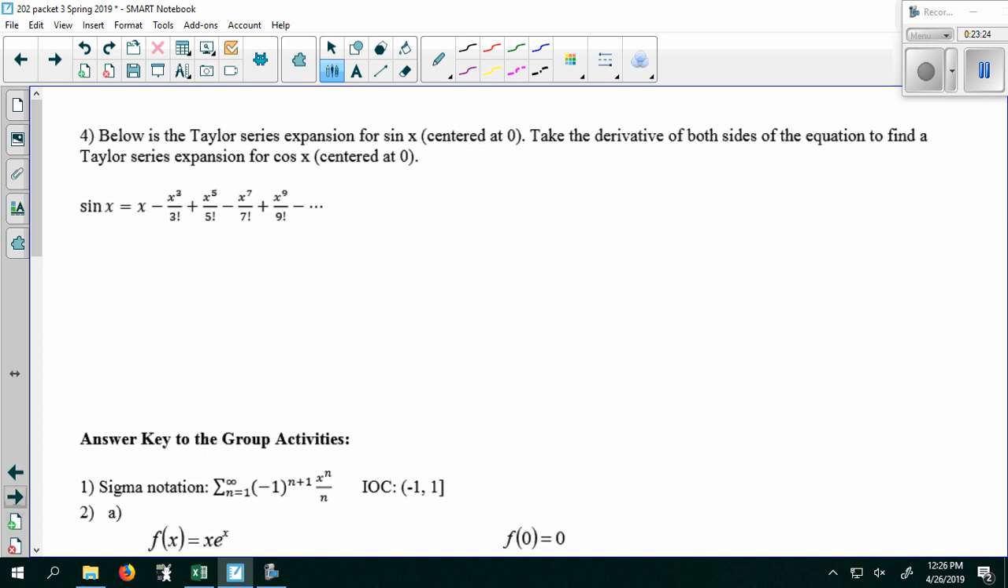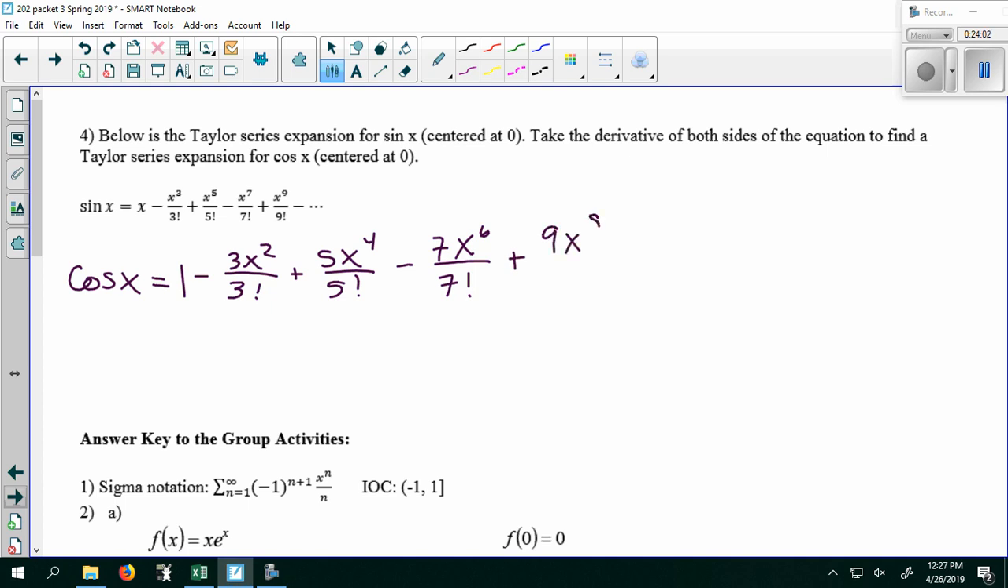Number 4. Okay, here's the Taylor series expansion for sine x centered at 0, at a equals 0. I want to take the derivative of both sides and see if we can come up with a Taylor series expansion for cosine x without having to start from scratch. So the derivative of sine is cosine, and then I'm going to differentiate term by term. So I get 1 minus 3x squared over 3 factorial plus 5x to the 4th over 5 factorial minus 7x to the 6th over 7 factorial plus 9x to the 8th over 9 factorial minus dot, dot, dot.